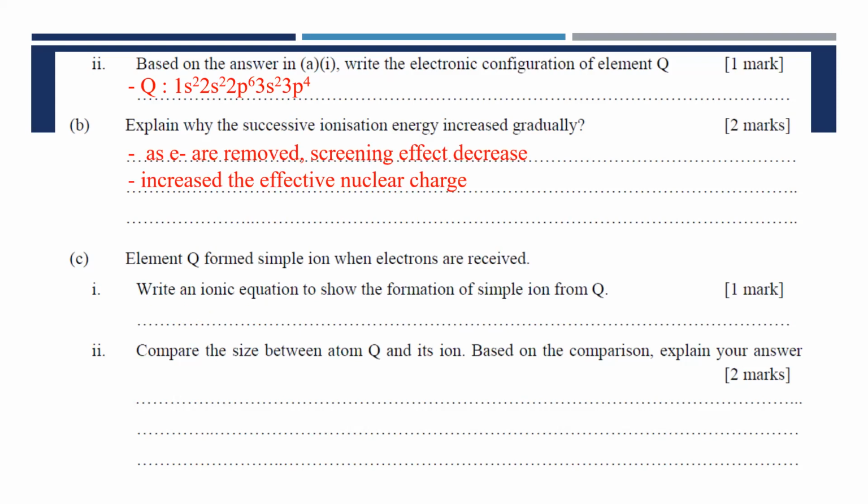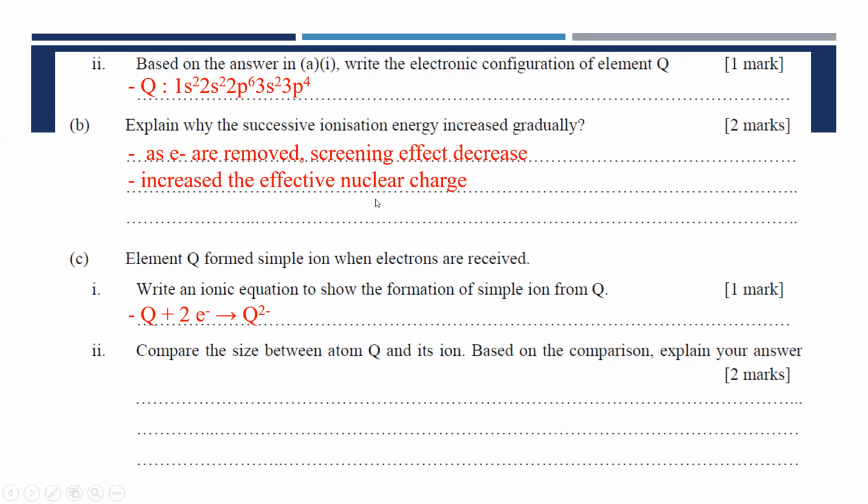Okay. C. Element Q forms a simple ion when electrons are received. Write an ionic equation to show the formation of simple ion Q. Because Q is group 16, it is ready to accept 2 electrons to form Q2-. So you have to write the ionic equation and compare the size between atom Q and ion Q. Based on the comparison, explain your answer.